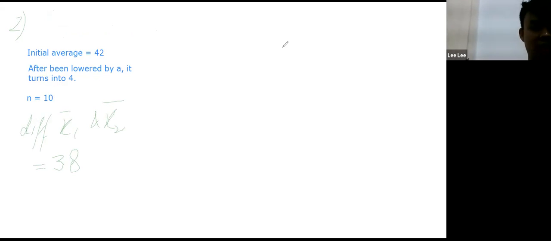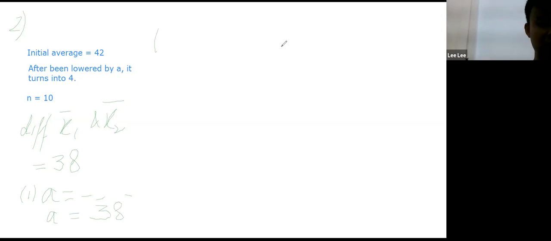If you are asked to find the A, it means A is how much you lower it by. Your difference is 38, right? It means the A is equal to 38.